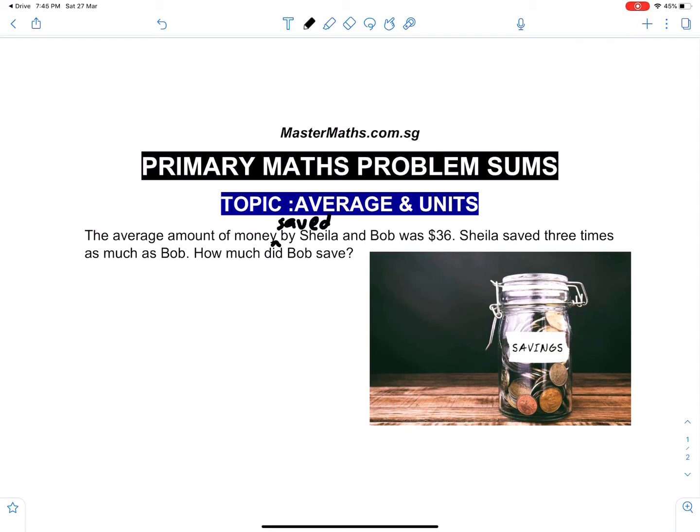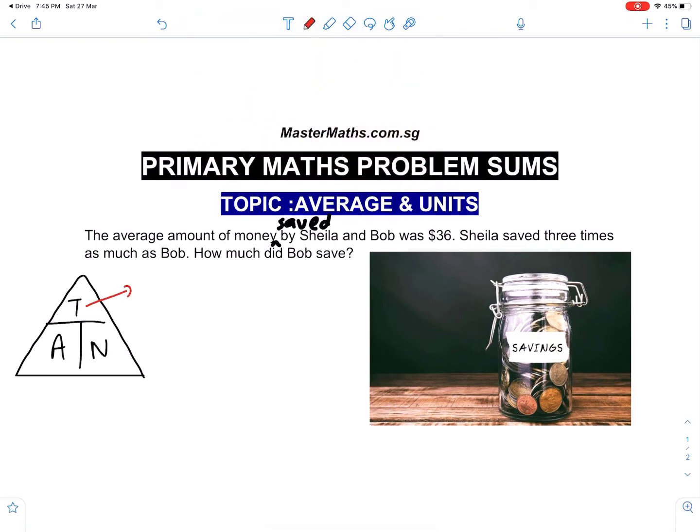Alright, now to do this, we need to know about the TAN triangle. TAN. What is TAN? T is the total amount, in this case total amount of money. A is the average, and N is the number of people or number of things. Okay, so in this case number of people, 2 people are involved.